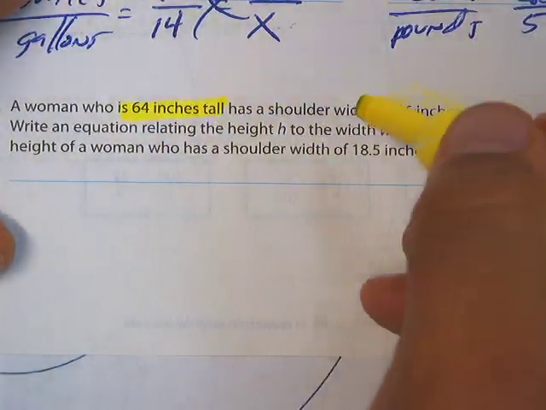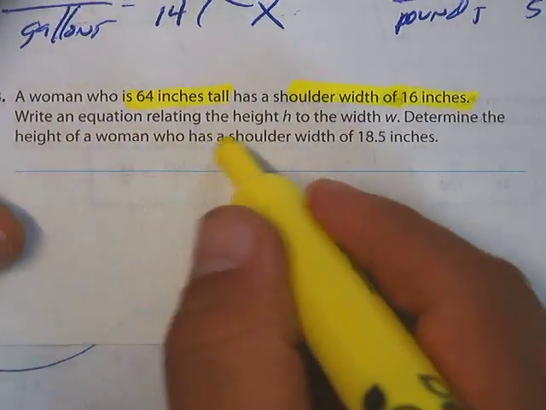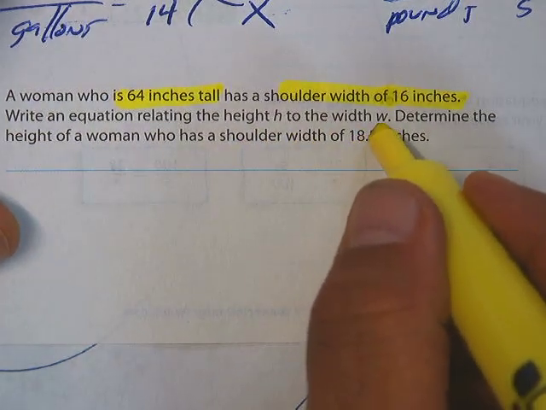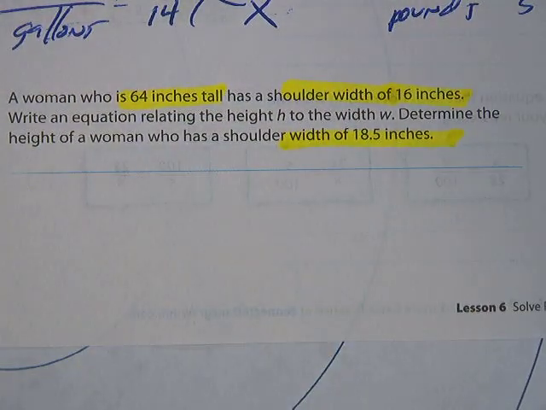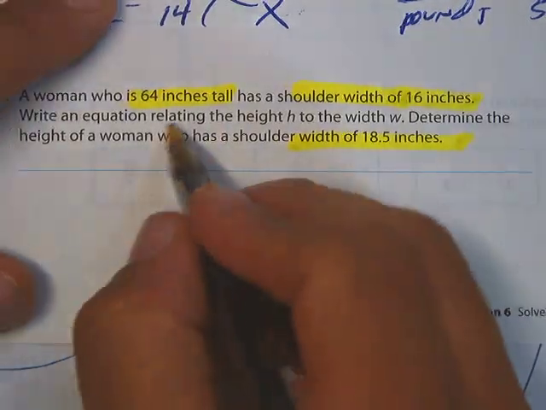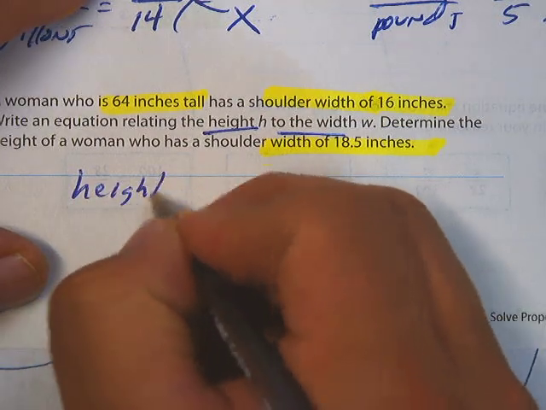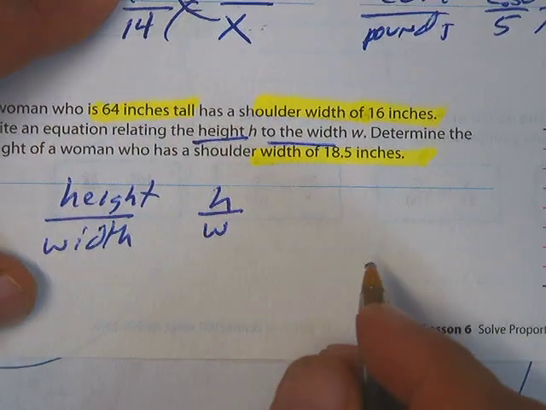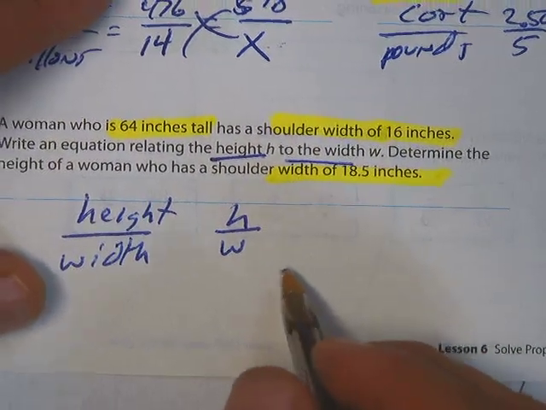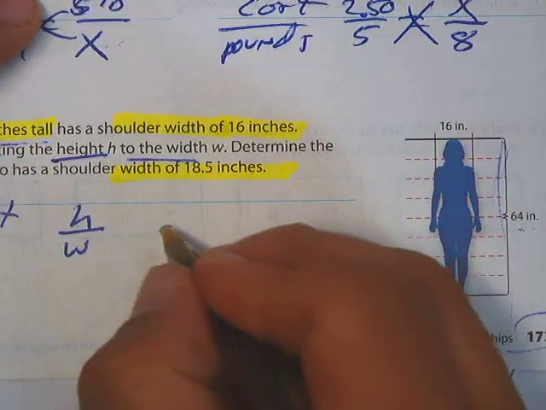Number 8 there, we're going to use this picture here on the side. Okay, let's read it first. A woman is 64 inches tall and has a shoulder width of 16 inches. Write an equation relating the height H to the width W. Determine the height of the woman who has a shoulder width of 18.5 inches. So you're comparing the height to the width. So right there, height to width. Okay, so H for height, W for width.